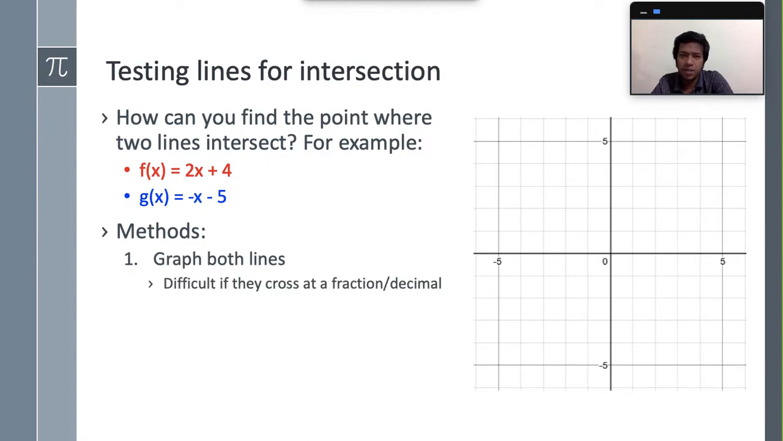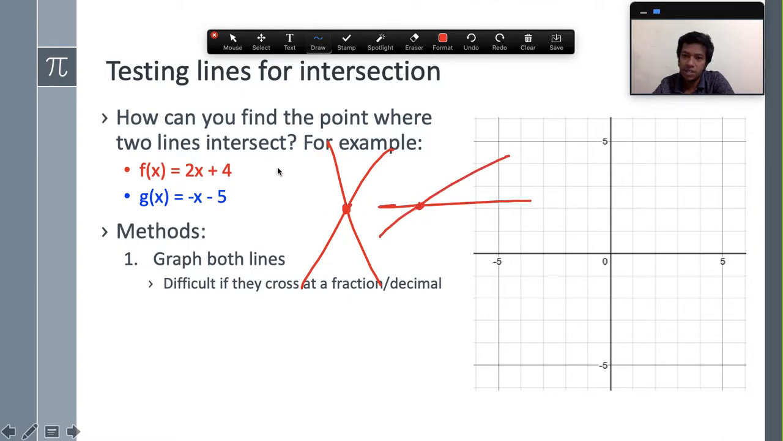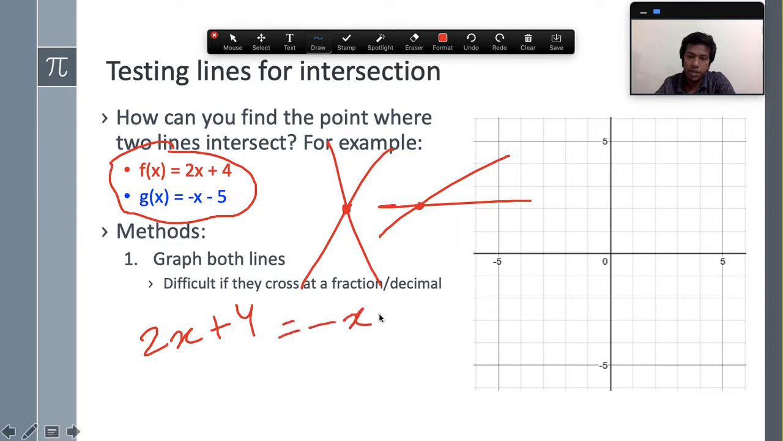Actually, we have the answer. If two lines intersect, say one line here, one line here, this is the intersection. And in fact, if you solve these two equations, you will get the point of intersection. So how do you solve it? You make this equation equal to this equation first: 2x plus 4 equals minus x minus 5.